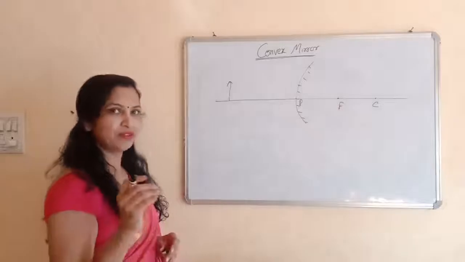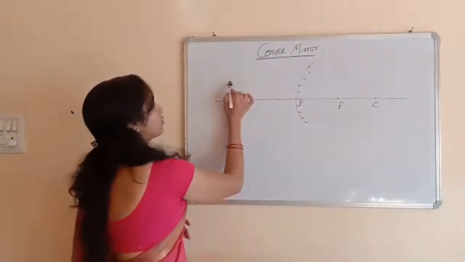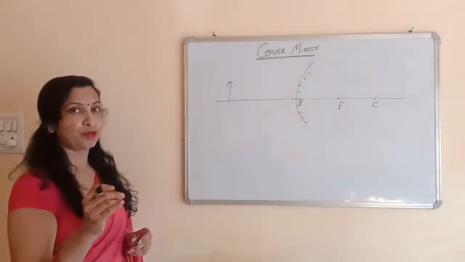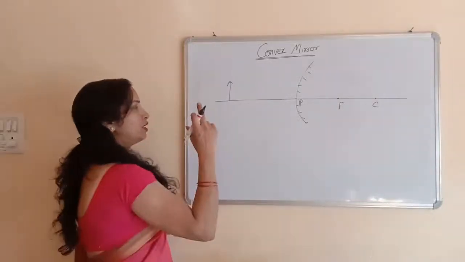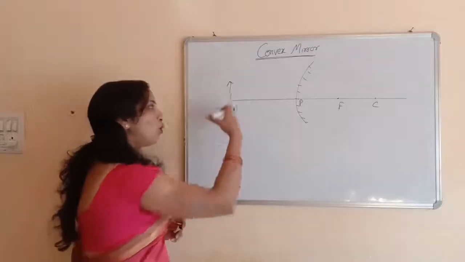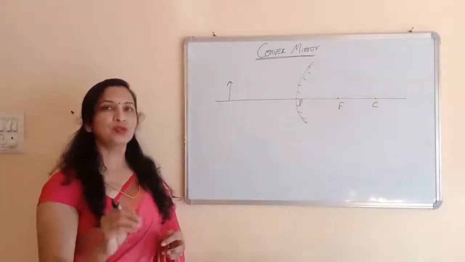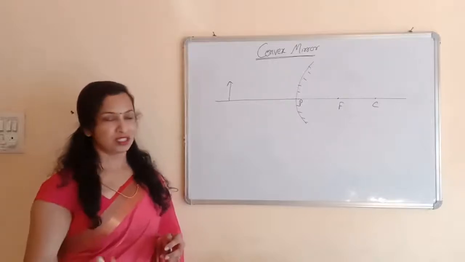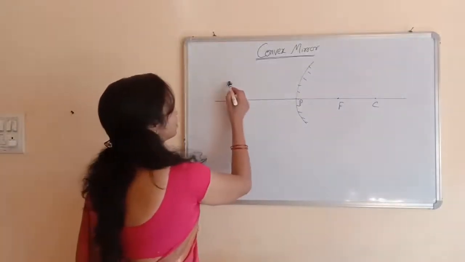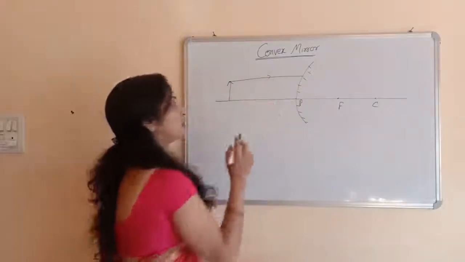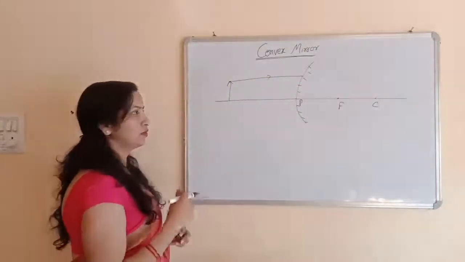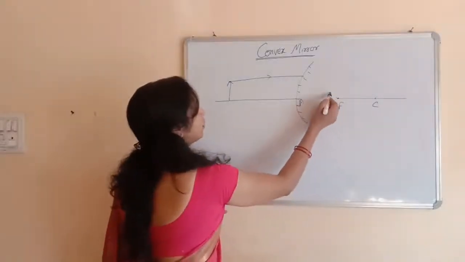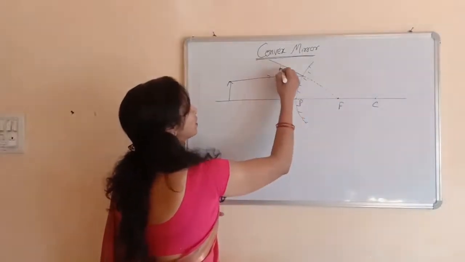So according to the first rule, we start a ray which is coming from the tip of the object. You know, the rays are coming from the whole object, but we use only the two rays coming from the tip of the object for our convenience. So the ray which is coming from the top of the object, coming parallel to the principal axis, after reflection, it appears to diverge from the principal focus like this.